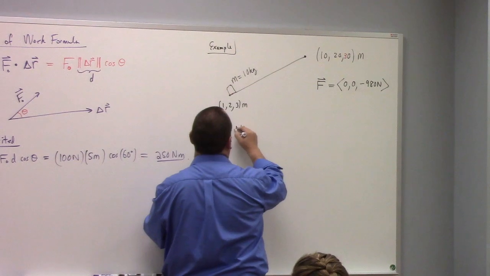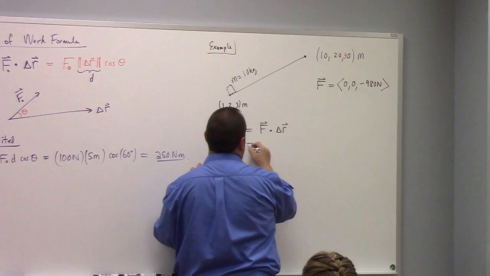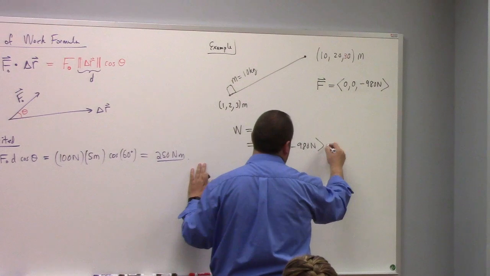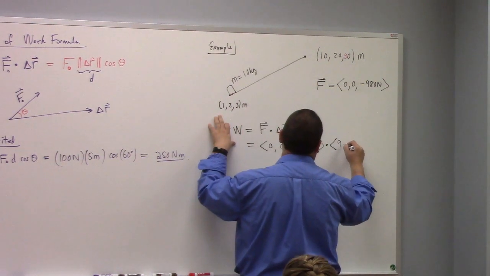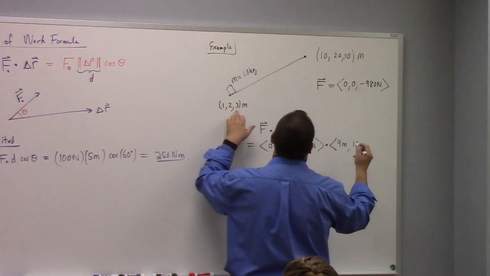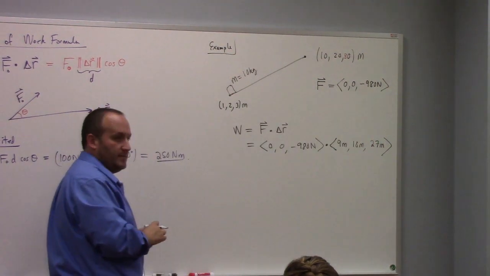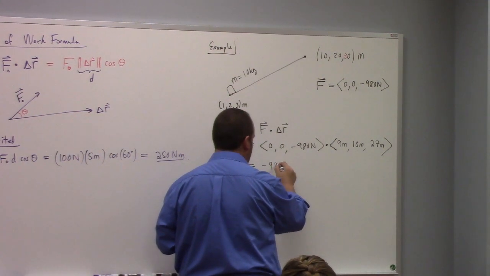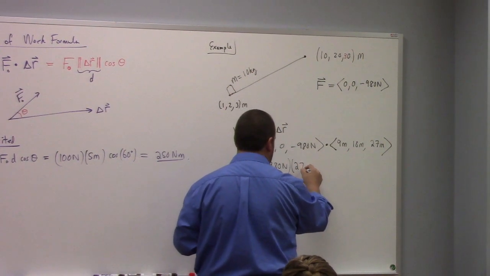Work equals F dot the displacement. So here the force was 0, 0, minus 980 newtons. The displacement is 9 meters, 18 meters, 27 meters, subtracting the initial and final position. I calculate the dot product, what happens? The first two components don't even matter, and we just get minus 980 times 27 meters.